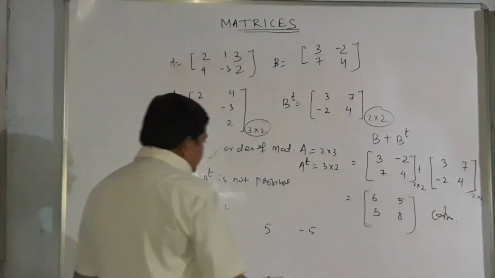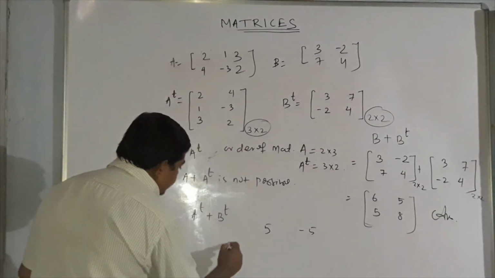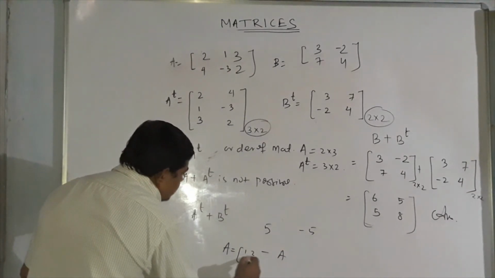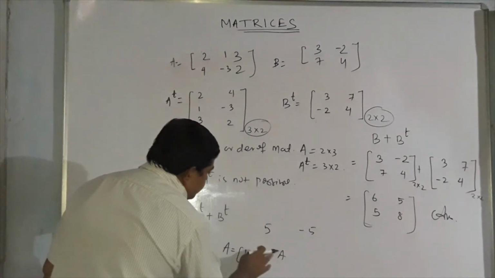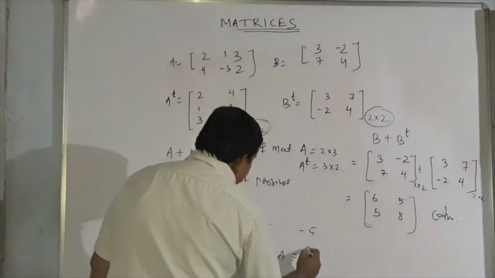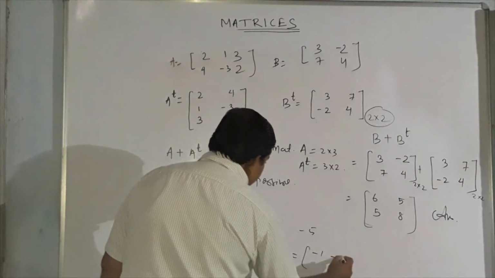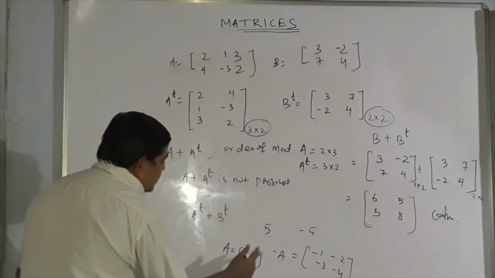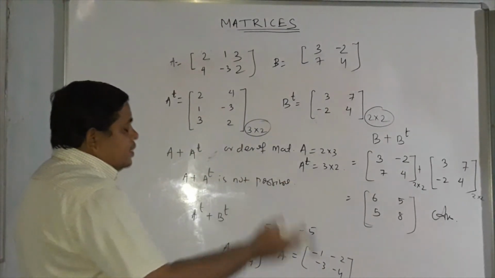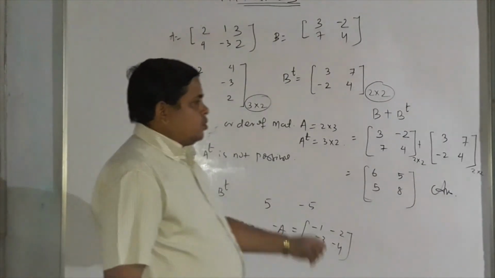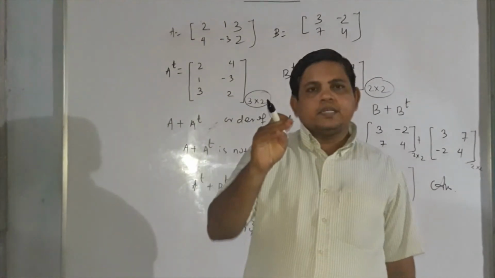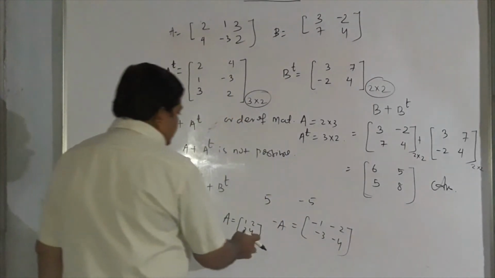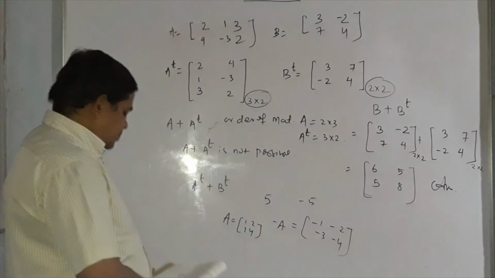Similarly, suppose here we have A, and its additive inverse is minus A. Suppose A is equal to 1, 2, 3, 4. The additive inverse, the negative of A, is minus 1, minus 2, minus 3, minus 4. Each entry will be negative. Then you add A and its additive inverse, and the result will always be 0. That means when one matrix and its additive inverse sum to 0, then we can say one is the additive inverse of the other.